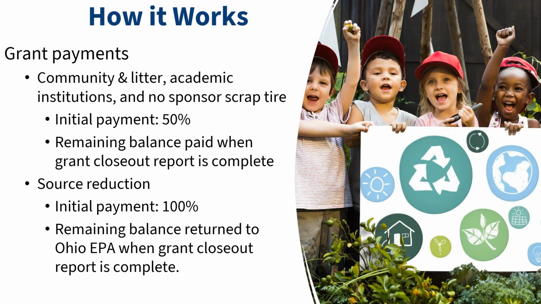How it all works. If you are a recipient of a community litter, academic institution, or a scrap tire grant that did not require a government sponsor, you will receive an upfront initial payment of 50% and the remaining funds at the completion of the project. Once the final closeout report is submitted electronically and a compliance check has been approved, the remaining funds will be released to the grantee and once again has a 12-month period for project completion.